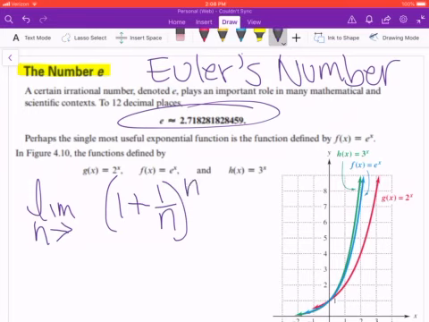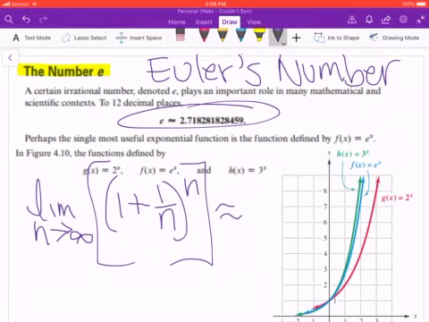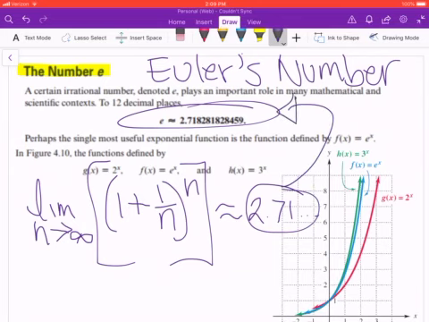So if we have this function that I have here, 1 plus 1 over n enclosed in parentheses to the power n, and we say that n is going to go to infinity, the result, or the approximation I guess, will be around the number 2.71 and then several digits after. And that number is what is called e.